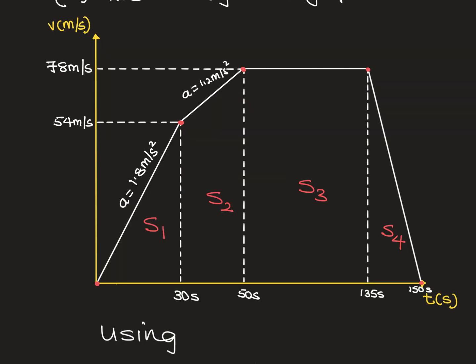Question B4 is asking us to find the total distance traveled during the first 45 seconds of the motion. To know the total distance traveled for the first 45 seconds, we will ask ourselves, where is 45 seconds attained during the motion? That is somewhere between 30 and 50, somewhere around here, right? So the body might have attained a speed that was lower than 78 meters per second but greater than 54 meters per second. So we actually need to know the speed and the distance traveled during the second phase of the motion where the 45 seconds was attained.